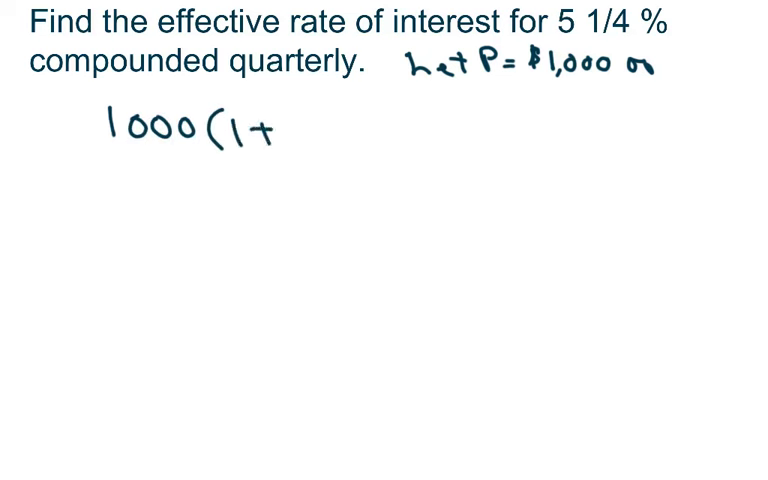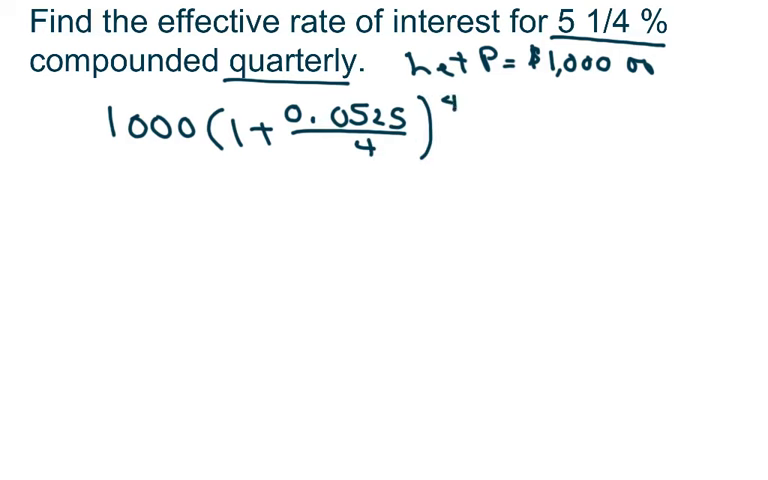So basically we're going to get 1,000 times 1 plus 0.0525. I just wrote this in decimal form over quarterly, so that's 4 times a year, times 4 times 1, because we just want for 1 year. Now, when we get that, we're going to get approximately $1,053 and 54 cents.